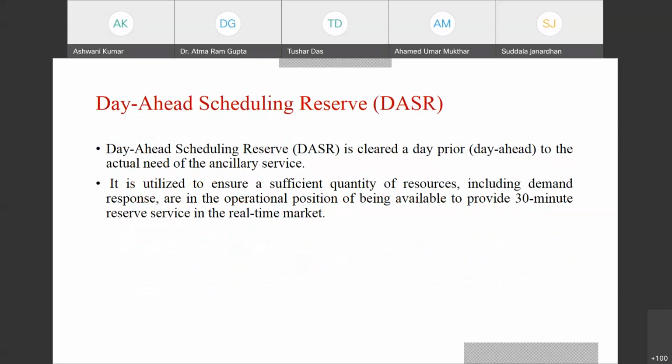So we must have day ahead scheduling reserve. The reserve which we dispatch in a system in the one day ahead market, we call it a day ahead scheduling reserve. This has to be cleared day ahead. We call it a day ahead market for scheduling reserve. So this day ahead scheduling reserve is very important, and availability has to be there within 30 minutes in a real time market, to meet the demand.